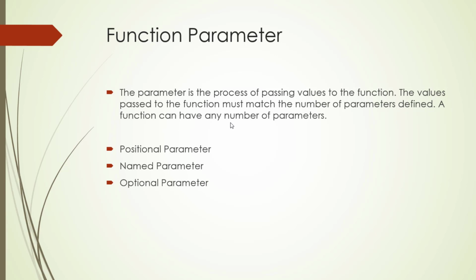We already know the basics of parameter. Now we will explain parameter in more detail. Basically, there are three types of parameters. First one is positional parameter, second one is named parameter, and last one is optional parameter. Now first of all, we will discuss positional parameter. Let me open VS Code and show you practically.